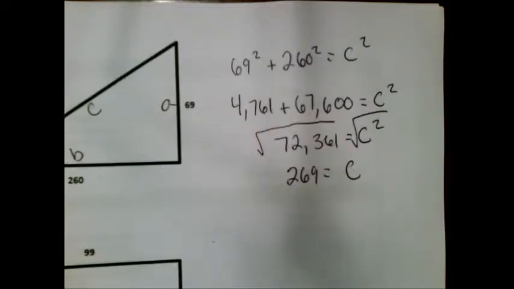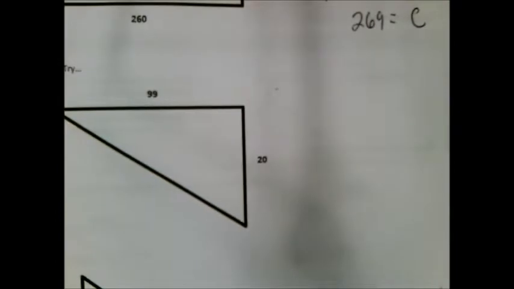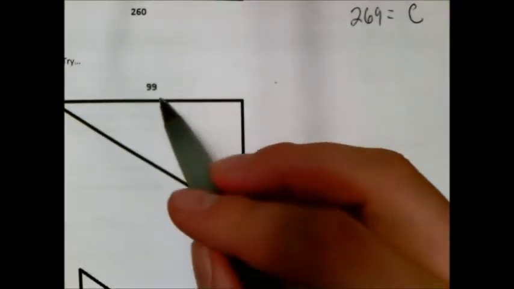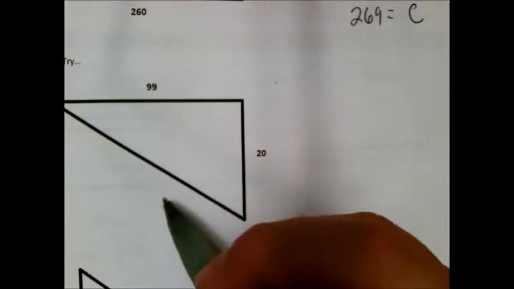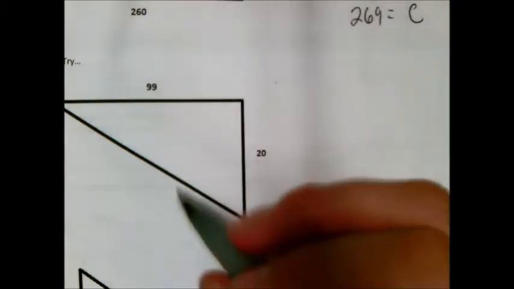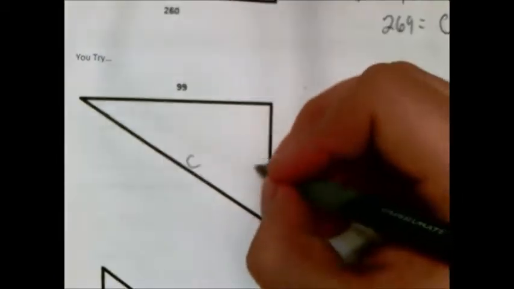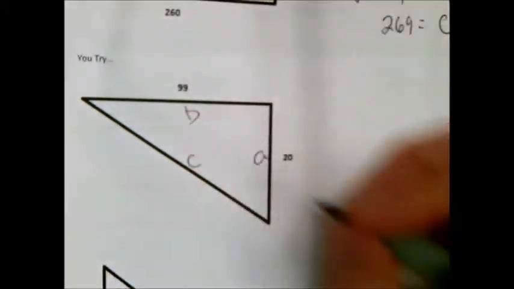Alright, first you try. So first you try, we have 99 and 20. We're missing this third side over here. So remember, this is the hypotenuse since it's the diagonal. So this is our C. We'll call this our A. We'll call this one our B.